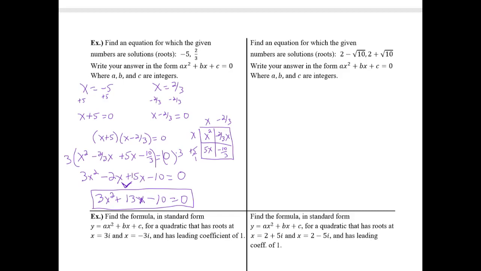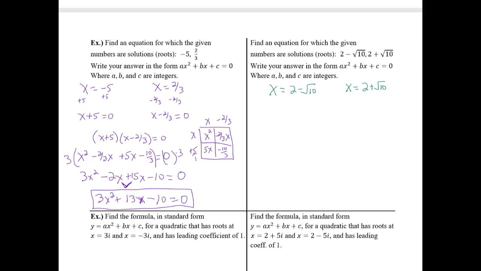Alright, in the last video we wrote an equation given rational solutions, but what happens if we have irrational solutions? It's still the same idea. If we're saying that the roots or solutions are 2 plus the square root of 10 and 2 minus the square root of 10, we're going to start by just saying, well, those are the solutions. That means x equals 2 minus the square root of 10 or x equals 2 plus the square root of 10.